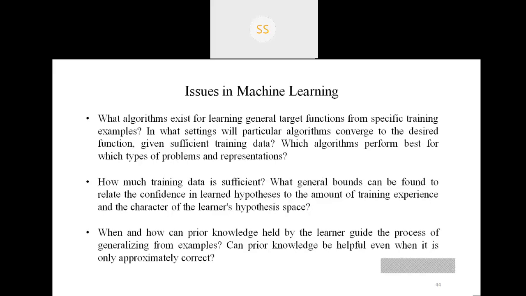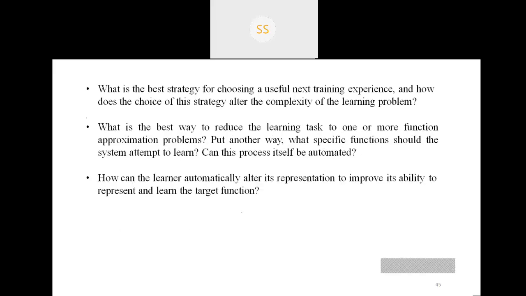The second question is how much data is sufficient for the target function. And the third one, the prior knowledge of the learner, is very important. Will having a little prior knowledge help in building the solution or not? And what is the best strategy for choosing a useful next training experience? What strategy are you using to get the new training experience, and how does this choice of strategy alter the complexity of the learning algorithm?